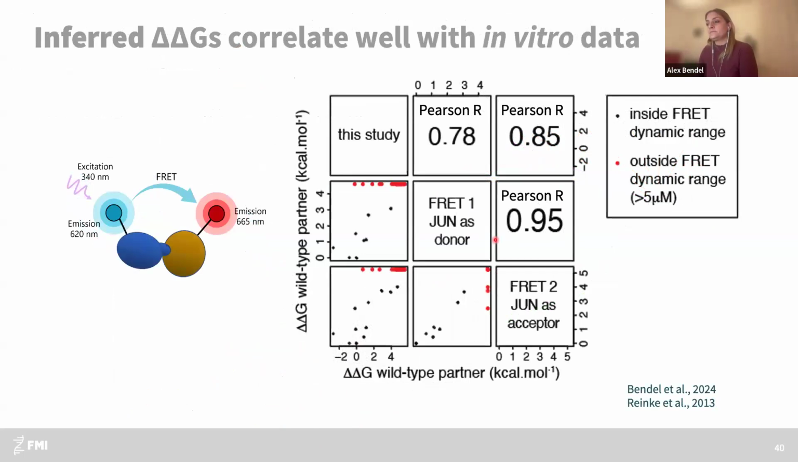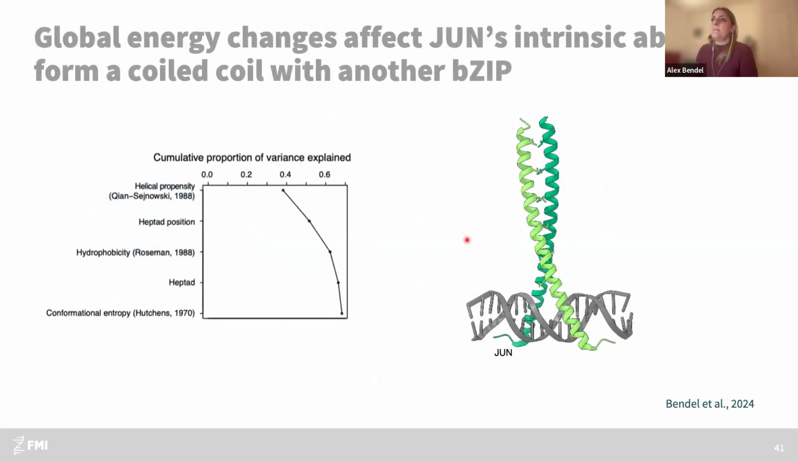We also find a very high correlation of these inferred delta Gs with in vitro data of BZIP interaction strength that was already published before. If we look at these global energy changes that are shared across all partners and what characteristics of JUN they actually affect, we see characteristics like helical propensity and hydrophobicity, all characteristics that are related to JUN's general ability to form a coiled coil with another BZIP. And we call this zipper propensity.